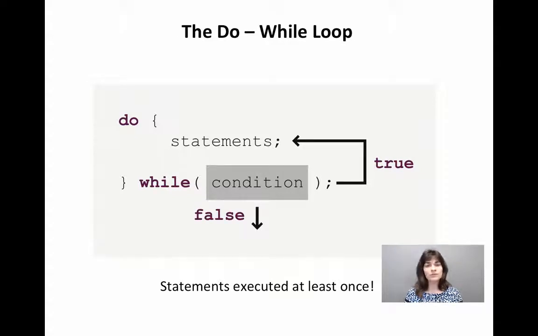If the condition is true, then it is going to be executed once again and once again for as long as the condition remains true. Once it becomes false, then the control of the program is going to continue with the next statement after the loop.